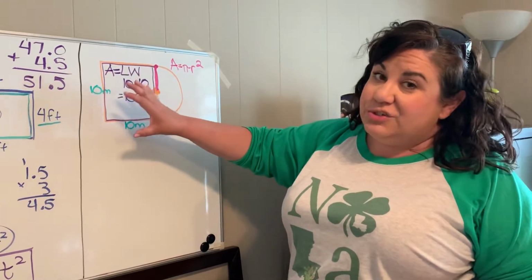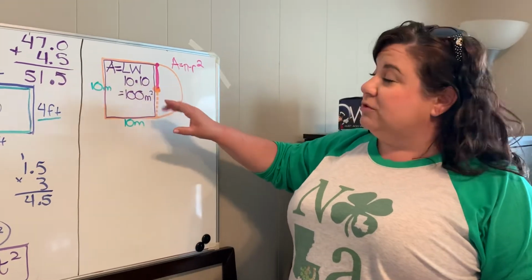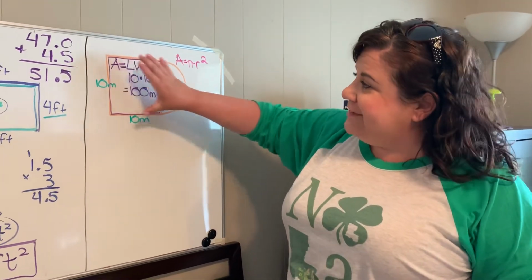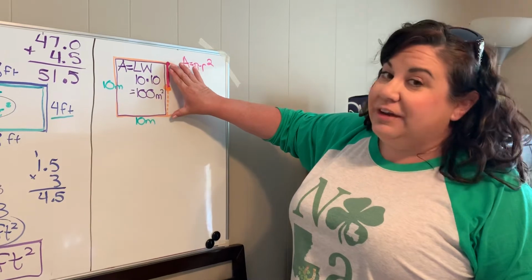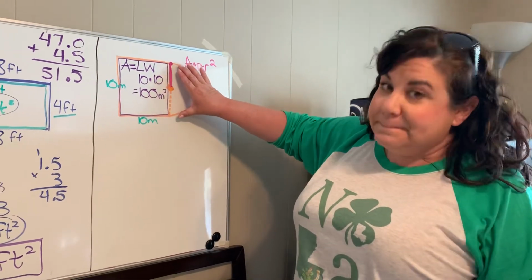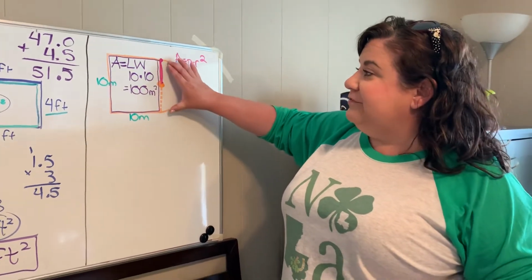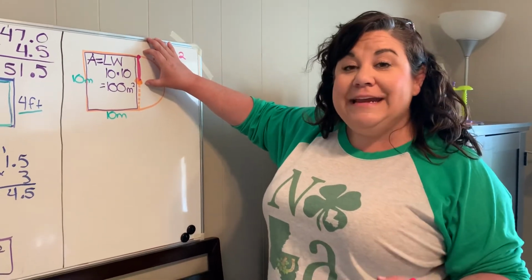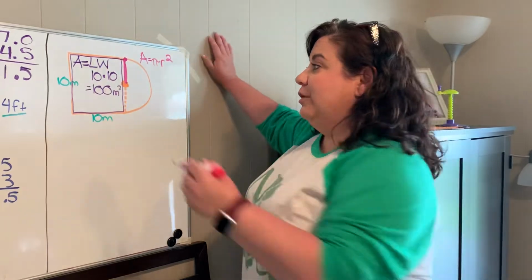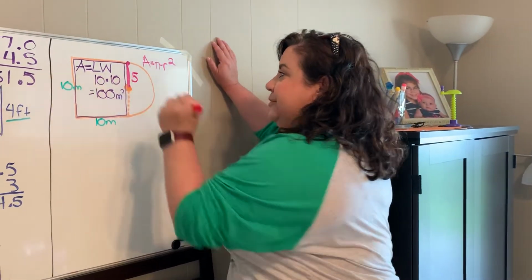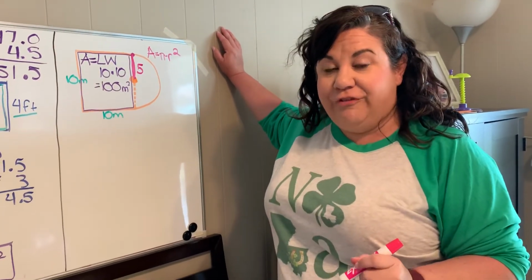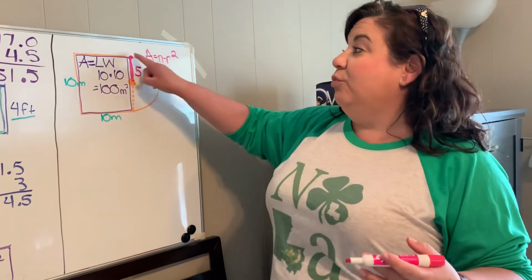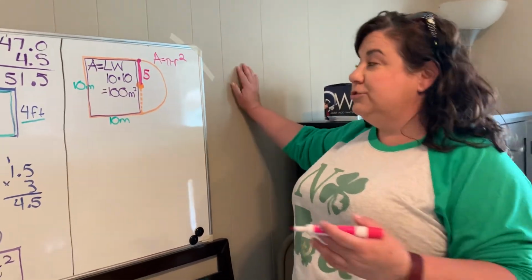Well, I know that a square has all equal sides. So from here to here is 10, then that means from here to here must also be 10. So if this is 10, well then what's half of it? Because remember, a radius is only half. Well, it would be 5. So now I can go ahead and find the area of what would be the whole circle.